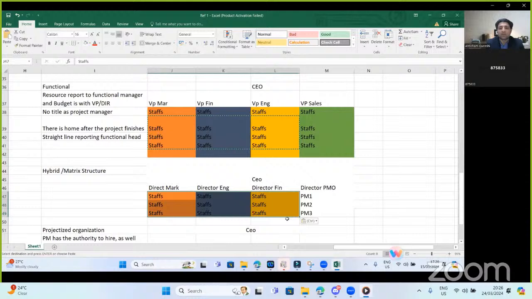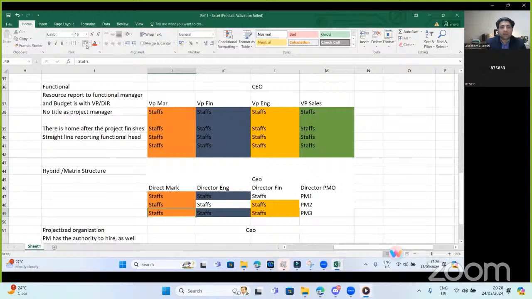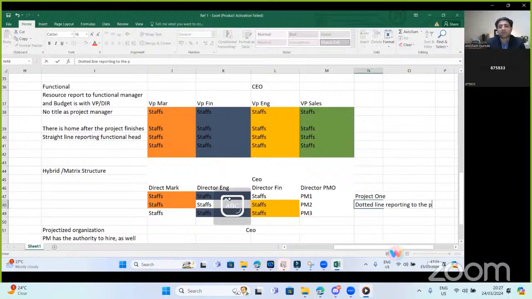Okay, now what can happen? This PM may be utilizing a resource from this department, and this department, and this department. Okay, and this is project one. So project one is utilizing staff, one person from finance, one person from engineering, one person from marketing, for part of their day. So part of their day is to report with a dotted line to the project manager, and then a straight line reporting to their functional head.